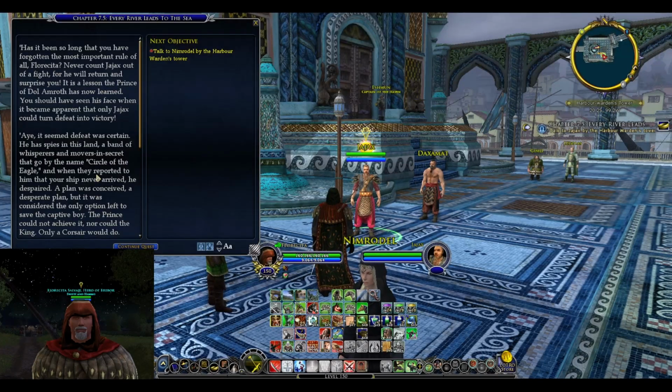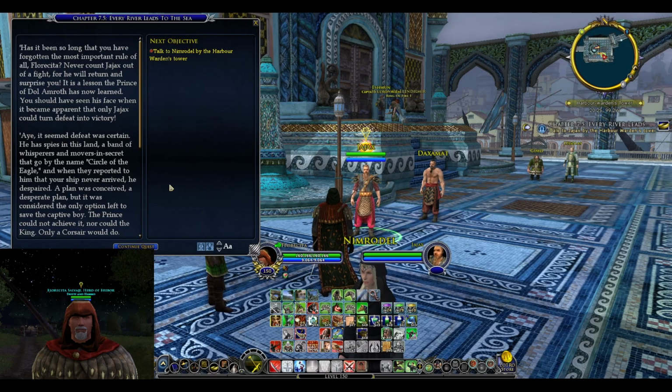Has it been so long that you have forgotten the most important rule of all, Floricita? Never count Jajax out of a fight, for he will return and surprise you. It is a lesson the Prince of Dol Amroth has now learned. You should have seen his face when it became apparent that only Jajax could turn defeat into victory. Aye, it seemed defeat was certain. He has spies in this land, a band of whisperers and movers in secret that go by the name of Circle of the Eagle, and when they reported to him that your ship never arrived, he despaired.